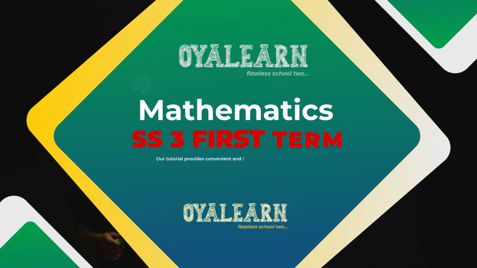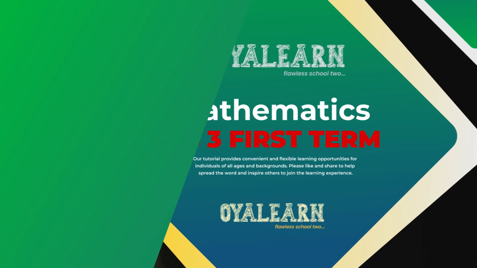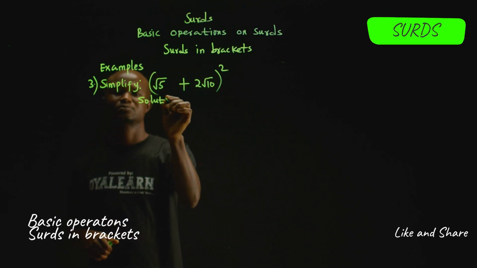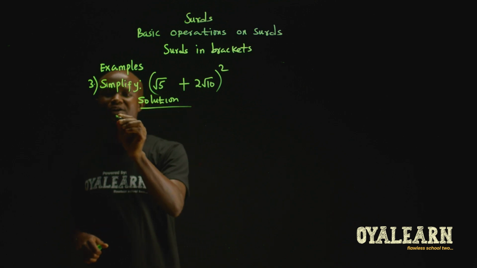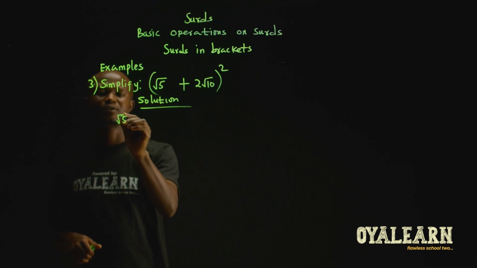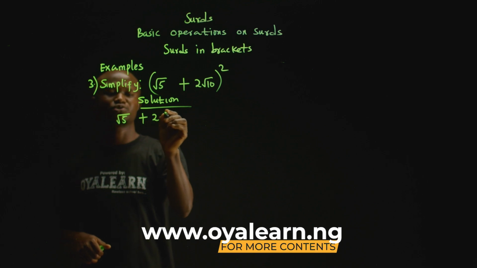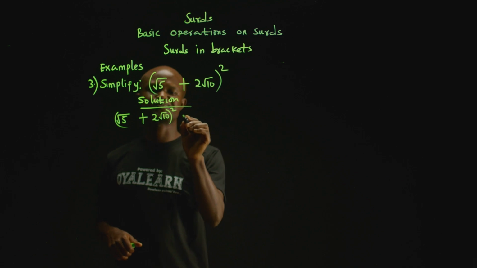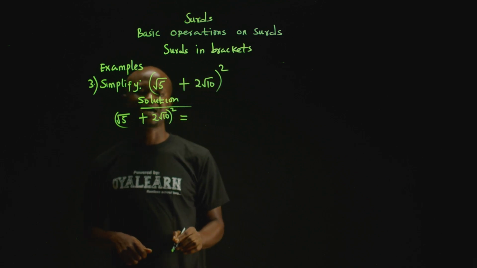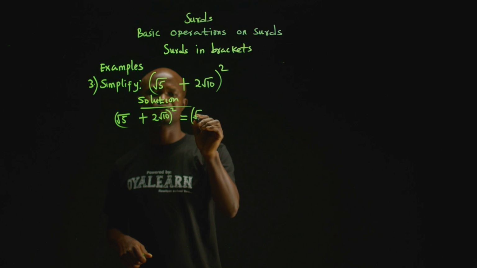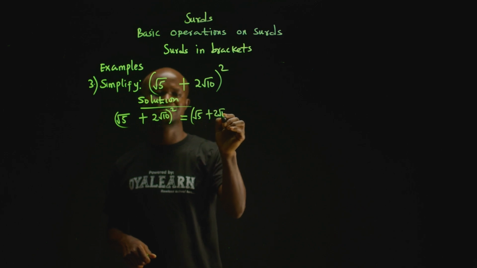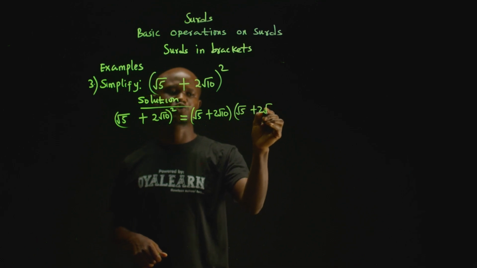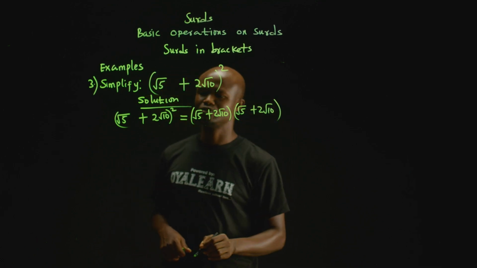Simplify. Root 5 plus 2 root 10, everything to bracket square. Solution. We have root 5 plus 2 root 10, then square. We can express this as a product of root 5 plus 2 root 10, also times root 5 plus 2 root 10, because we have raised to the power of 2.